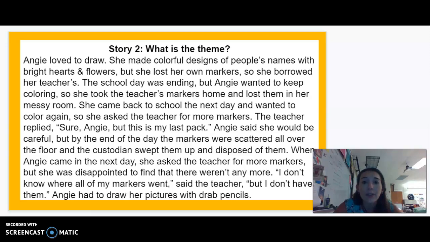markers. The teacher replied, "Sure, Angie, but this is my last pack." Angie said she would be careful, but by the end of the day the markers were scattered all over the floor, and the custodian swept them up and disposed of them. When Angie came in the next day, she asked the teacher for more markers, but she was disappointed to find that there weren't any more. "I don't know where all of my markers went," said the teacher, "but I don't have them." Angie had to draw her picture with drab pencils. We're going to take a moment to determine what you feel the theme would be for this story.